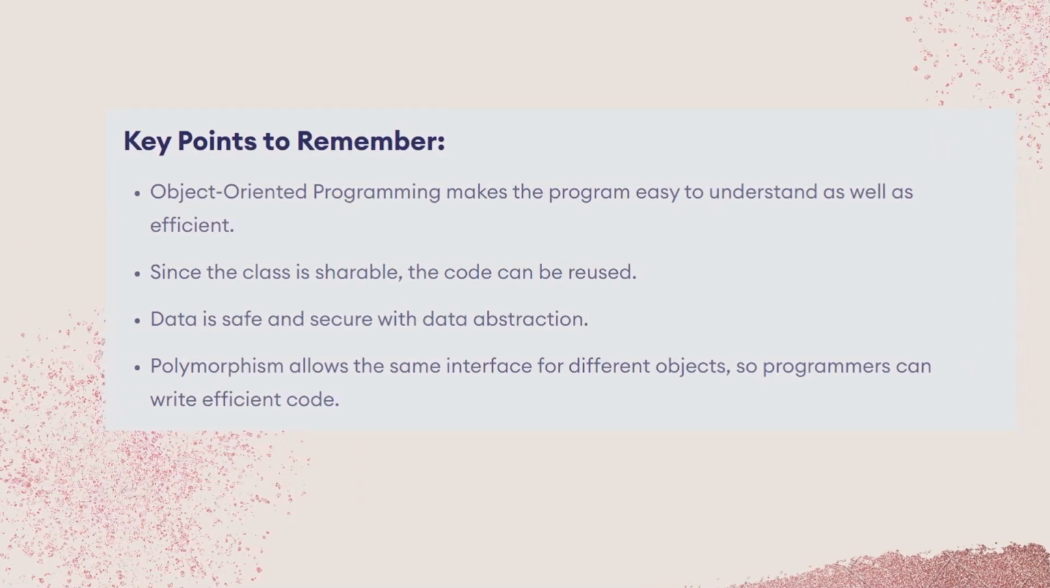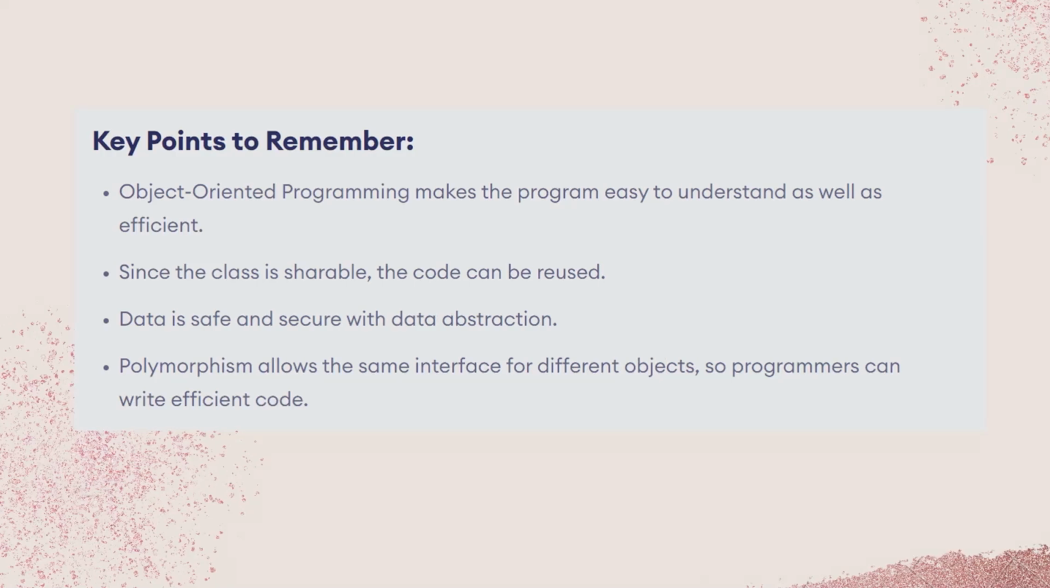Coming to the last part, the key points to remember from this lecture. Object oriented programming makes the program easy to understand as well as efficient. By using OOPS concepts, it is very efficient to pick up any programming language. Since the class is shareable, the code can be reused. Data is very safe by using data abstraction and data encapsulation. And polymorphism allows the same interfaces but different objects, so programmers can write code very efficiently.